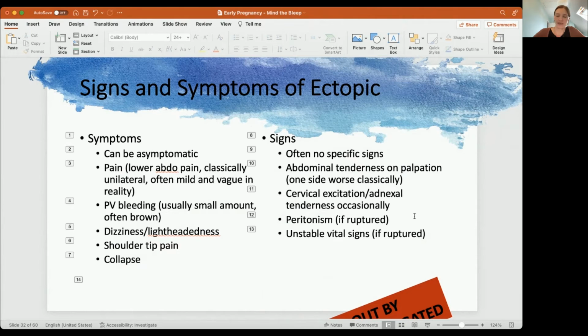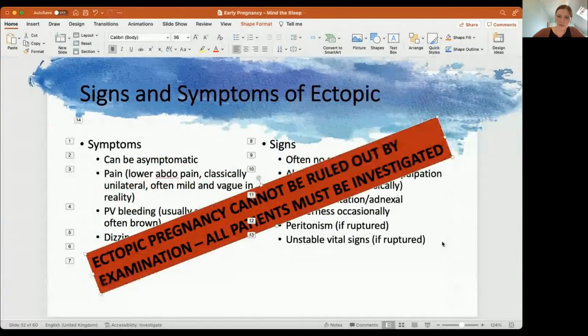There's often no specific signs. They will be tender, again, on one side classically. And again, classically, they have cervical excitation or adnexal tenderness, but that doesn't happen very often, to be honest. If they're ruptured, then they might have peritonism, and they obviously might be unstable. But the point on my box that I moved was that essentially you can never rule out ectopic pregnancy just from examination. They have to have some investigation. The only way to know for sure is a scan or a laparoscopy. So you have to investigate anyone. It's like a PE. If it crosses your mind, you have to investigate it. Again, the same with the ectopic.